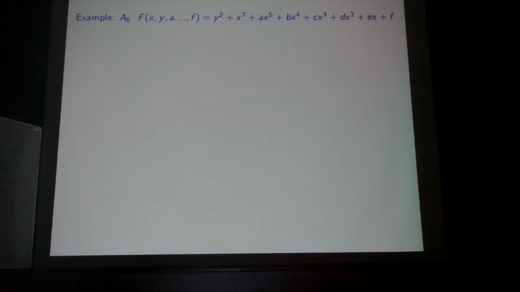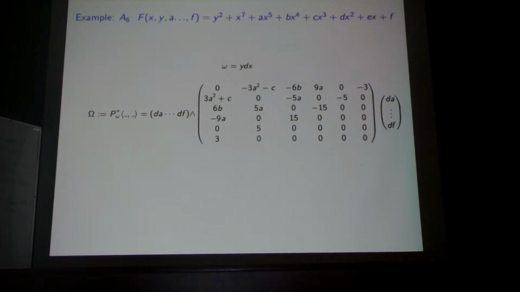So let me just give you an example, just to make things a bit more solid. We take the versal deformation of A6 on 6 parameters, which are called A down to F. We take omega x, y, dx, and then Paul Cadman computed the pullback of the intersection form on the cohomology. This is the symplectic form on the base space. So I've written it as a skew-symmetric matrix, which simply lists in the natural way the coefficients of each of the generators of omega 2.